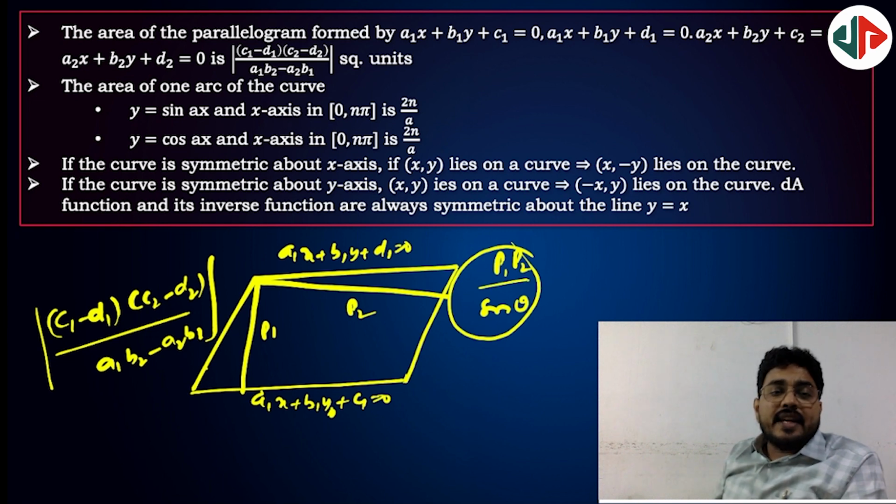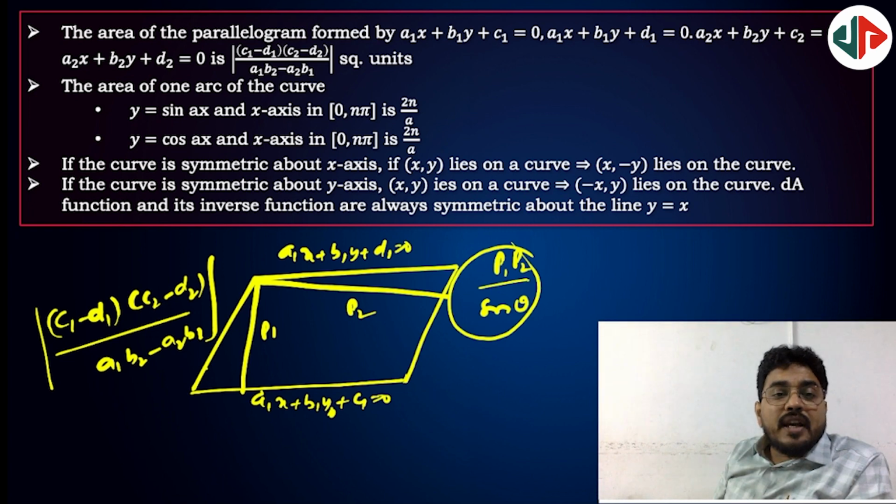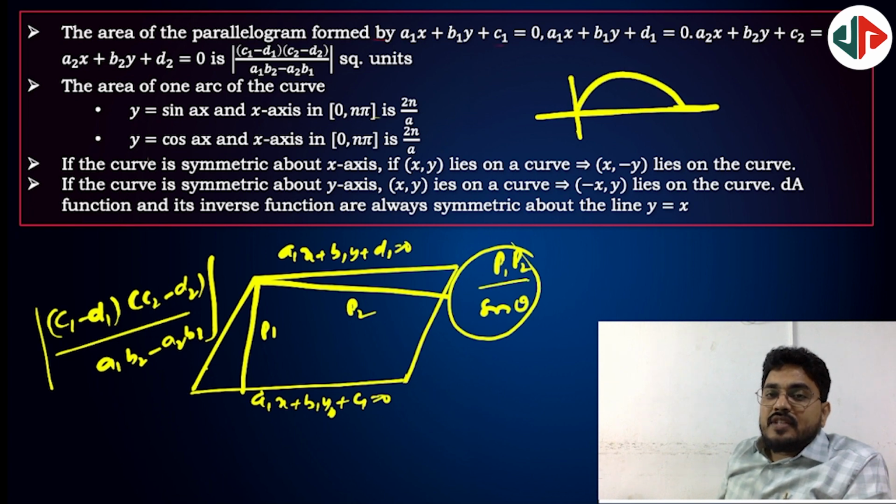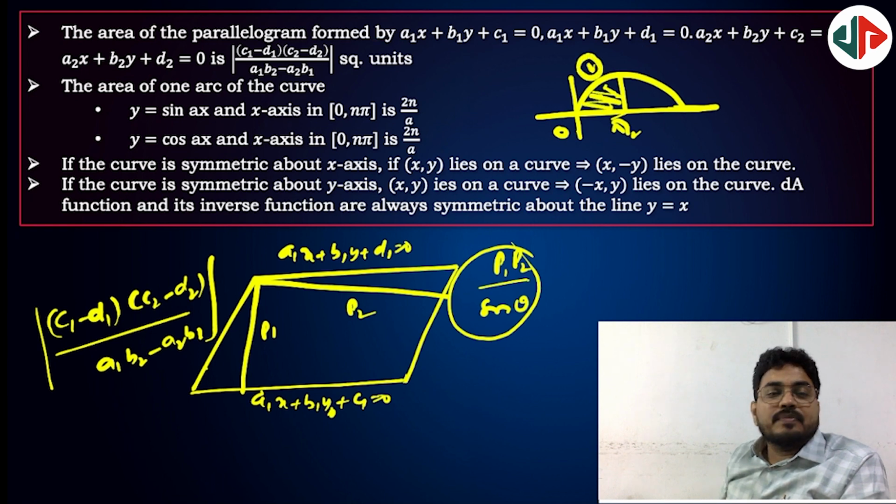Next, the area of one arc of the curve. If you take y equals sine x, the integral from 0 to pi by 2 of sine x dx is equal to 1.